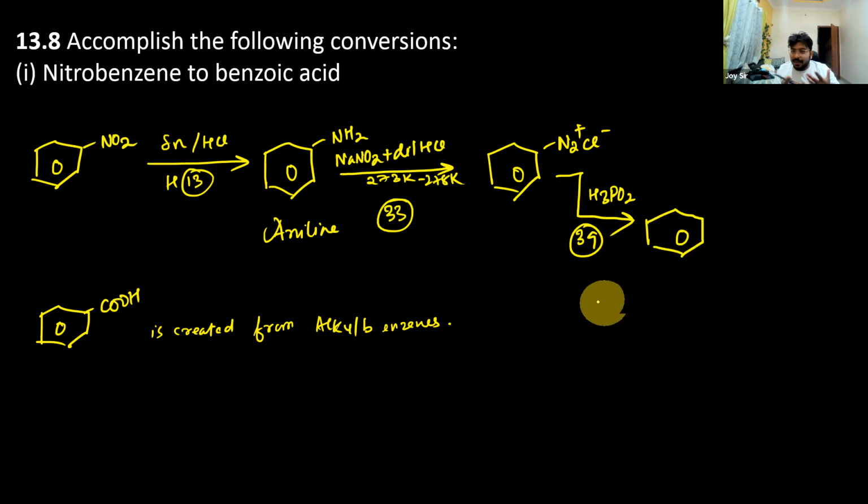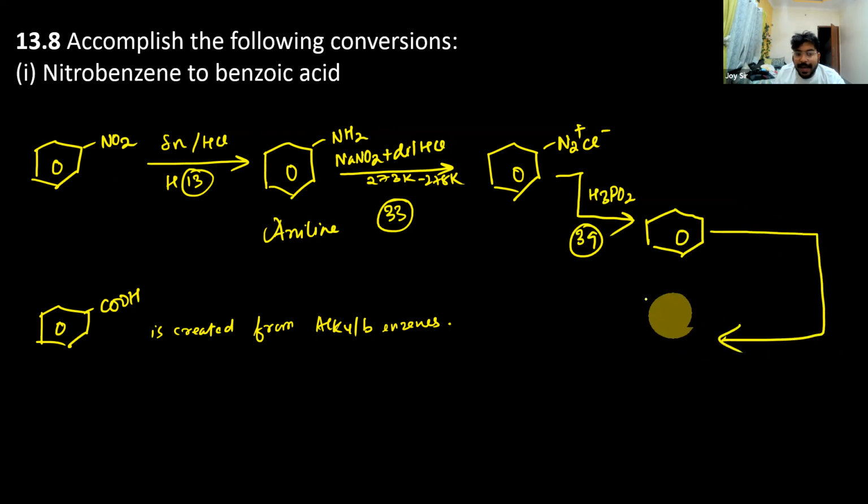There is an easier way, I'll show you, just one minute. From benzene we can go for Friedel-Crafts alkylation to make alkyl benzene, which is very important. What is that number? Number 24: anhydrous AlCl3 in the presence of CH3Cl. Okay, reaction number 24.